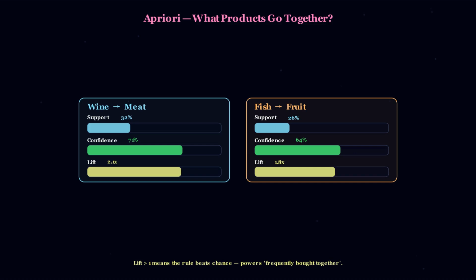Second rule. Customers who buy fish also buy fruit. Support 26%. Confidence 64%. Lift 1.8. These rules power the frequently bought together section of a recommendation engine. No deep learning required.